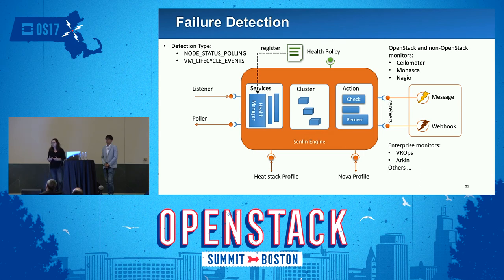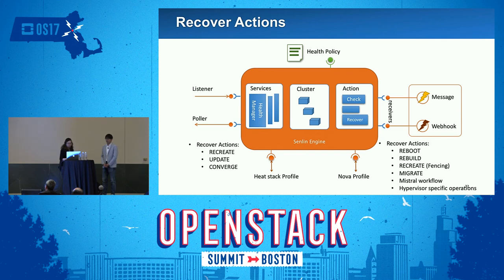We have two ways to receive the third-party alerts. One is message, that's just like a Zaqar-based message queue. The other is a webhook, actually it's a URL with authentication and then the target cluster. So that kind of URL will let Senlin know what kind of thing we need to trigger once the failure happens. And once the failure is detected, we need to do the recovery.